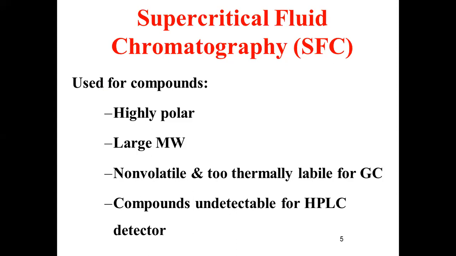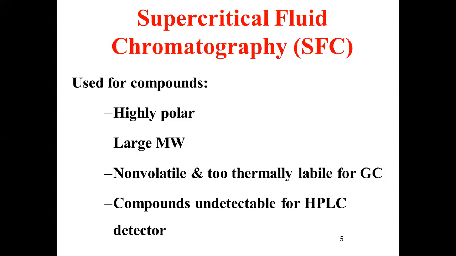And it is highly impossible to separate non-volatile and thermally labile compounds by GC, because in GC the temperature will be raised to at least 400 to 500 degrees Celsius. The compound should be volatile. It must be able to be converted into gaseous form or vapor state. Therefore, if such molecules cannot be converted into vapor state, then those types of compounds cannot be subjected to separation by GC.